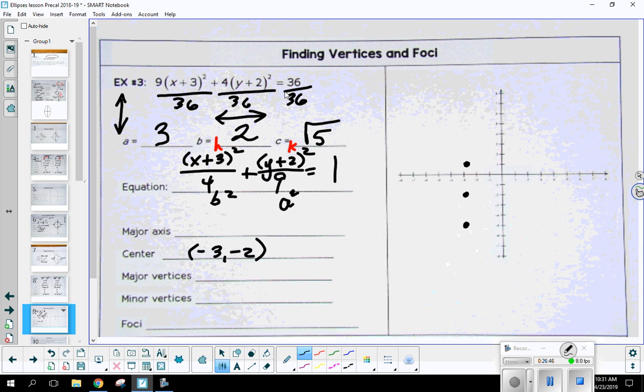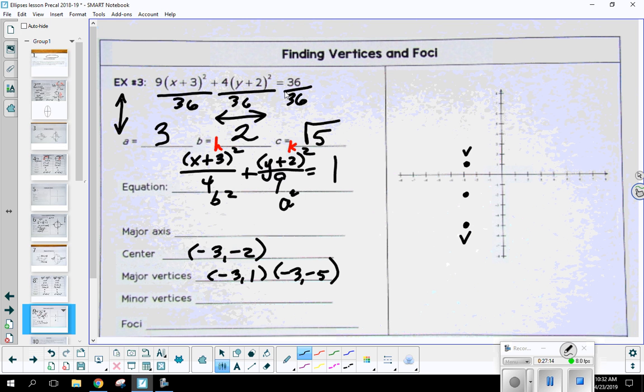Okay. Now, this would be a vertex. This would be a vertex right here. Now, let's go ahead and actually list these coordinates. What's the upper vertex? -3, 1. Okay, so -3, 1. And what is the second one? -3, -5. -3, -5.